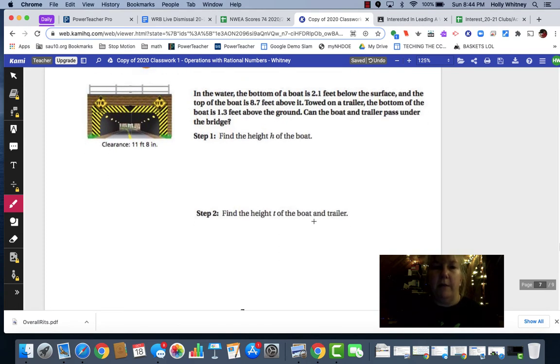Okay, real life application. In the water, the bottom of a boat is 2 1/10 feet below the surface, and the top of the boat is 8 7/10 above it. Towed on a trailer, the bottom of the boat is 1 3/10 feet above the ground. Can the boat and trailer pass under the bridge?